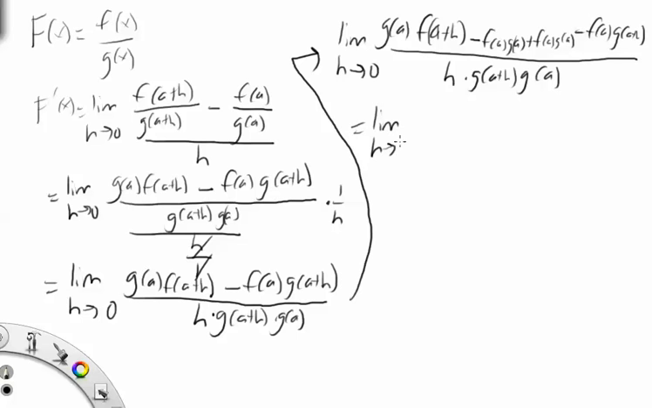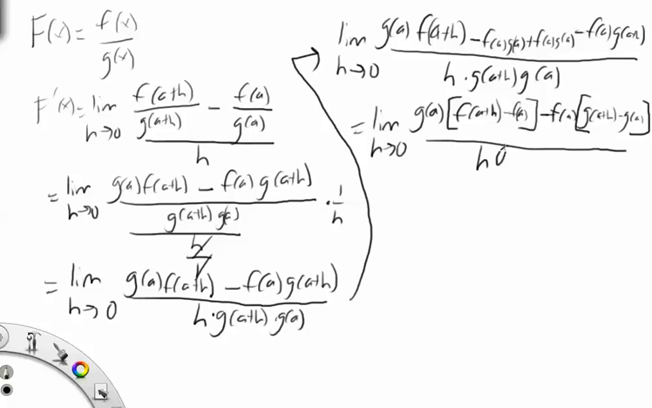So watch this. If I take out, in this case, the g of a, look what's left. I'm left with f of a plus h minus f of a. So we know that part's good. Now this one, it's a little backwards, because if I take out f of a, look what I'm going to get: g of a minus g of a plus h. That's backwards. So instead, I'm going to take out a negative f of a. If I take out a negative f of a, I'm left with g of a plus h minus g of a, all over h, g of a plus h times g of a.